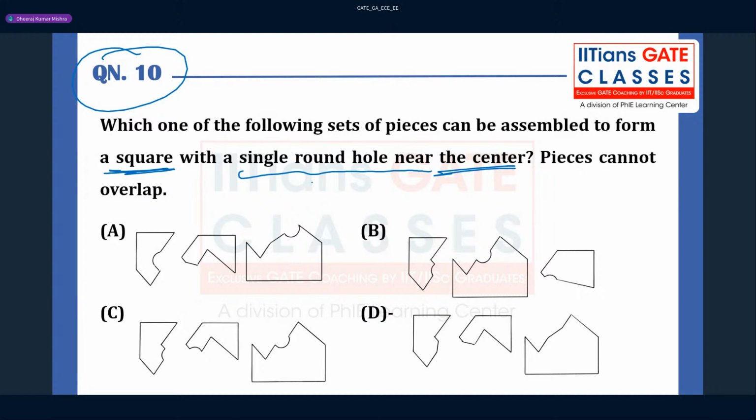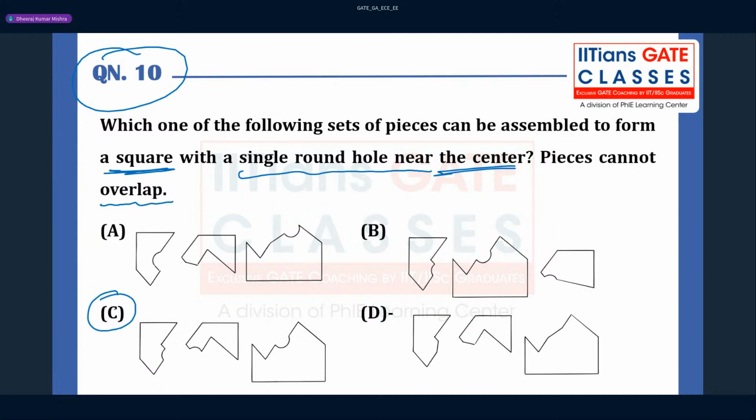So which option can be correct here? So near the center means what? Near the center. Pieces cannot overlap. This is very important to keep in mind. So which option can be correct here? If you take a look at this option, guys, take option C.